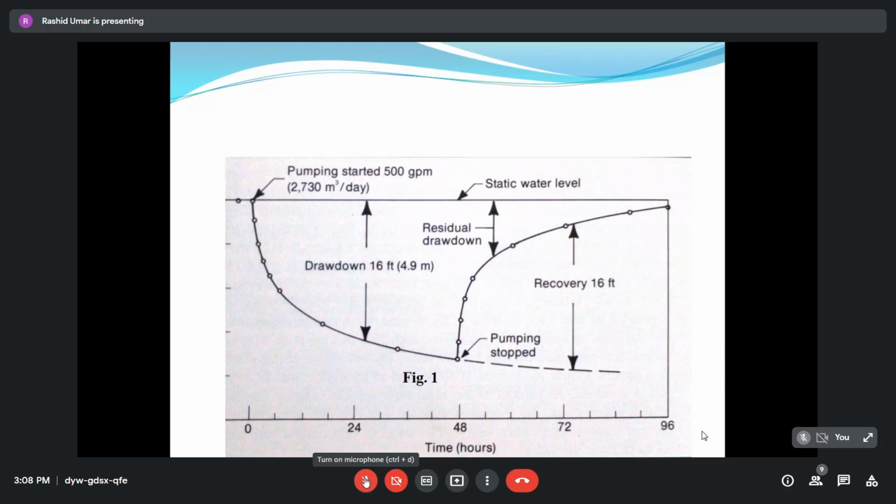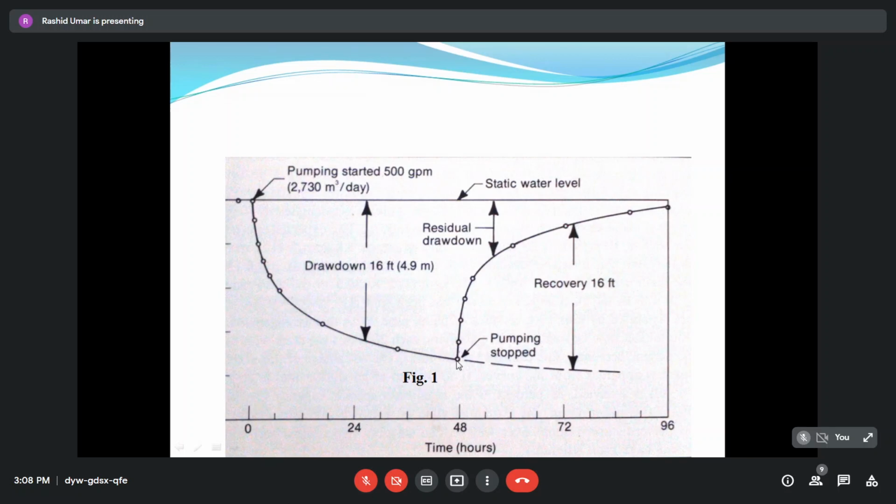This diagram illustrates the recovery of water level. The very first segment is drawdown, where you are pumping and pumping, and you have pumped for 48 hours.